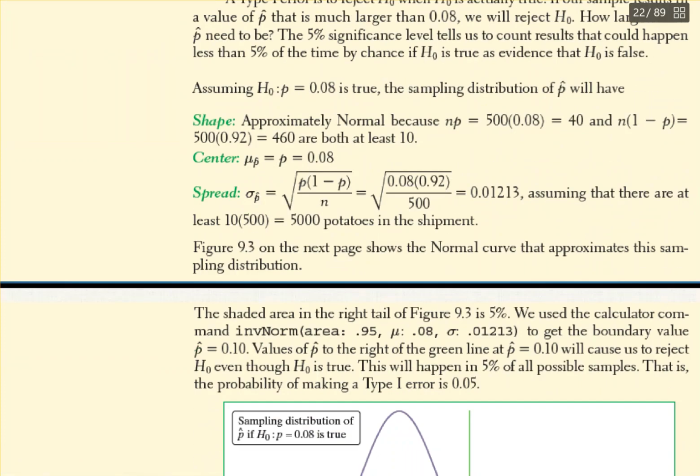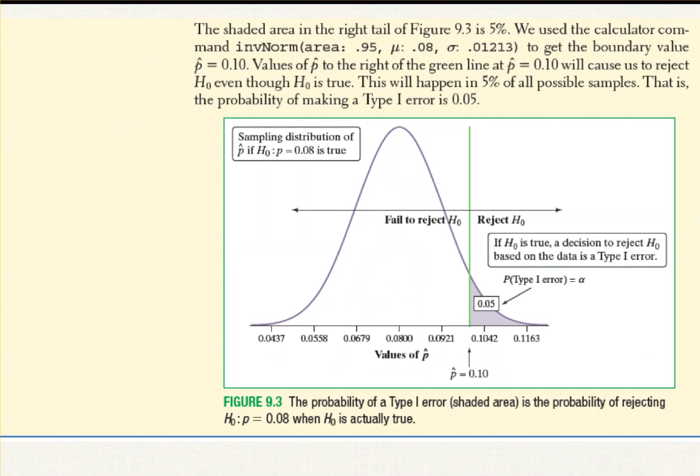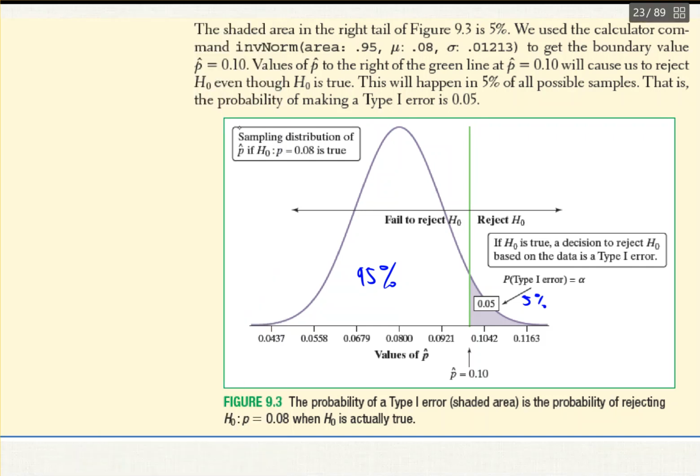So let's take a look at what p hat should be. We want to figure out, in our calculator, remember it's always area to the left, so you want to know when 5% of the area is to the right. So 95% is over here and 5% is over here. So we want 0.95, mu is 0.08, and sigma is 0.01213 from what we calculated above. When we do that on our calculator, we get 0.09995, which they round to 0.10, which is very reasonable.